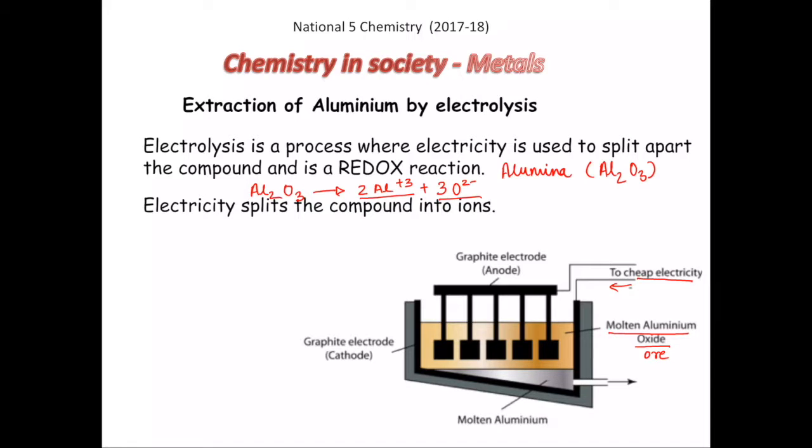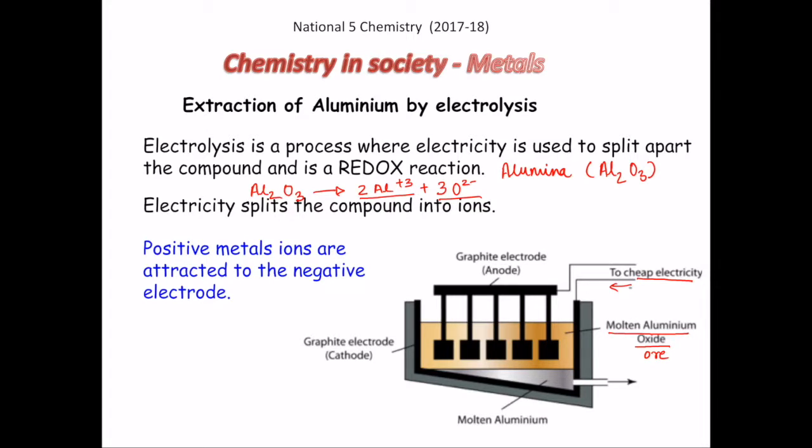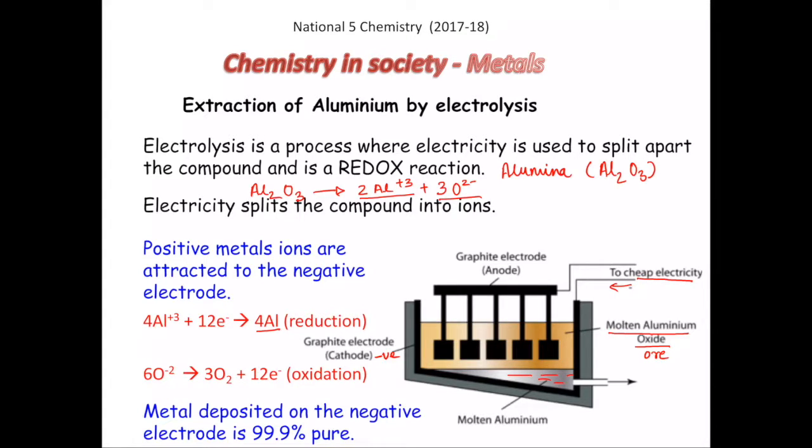So what happens is electricity has split the compound into its respective ions. The positive metal ions migrate to the negative electrode, the cathode, and here they gain electrons to form pure aluminium metal, which is deposited at the bottom of the tank. On the other hand, oxygen moves to the anode, where it loses electrons and undergoes oxidation. These atoms of oxygen then combine to form molecular oxygen, which is released from the anode. And the metal deposited on the negative electrode is 99.9% pure.